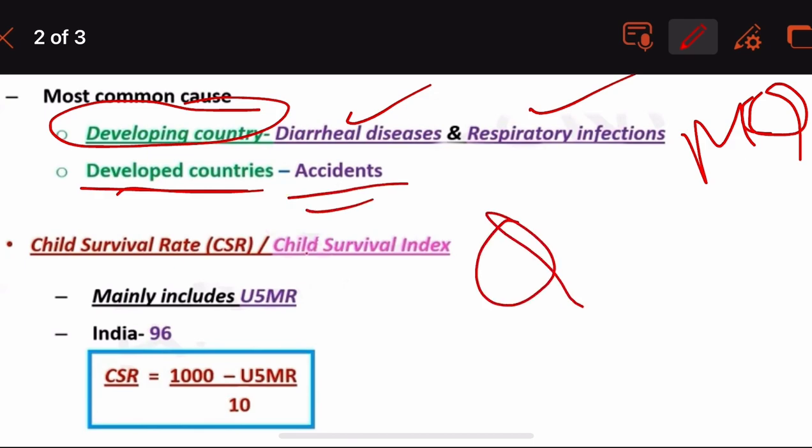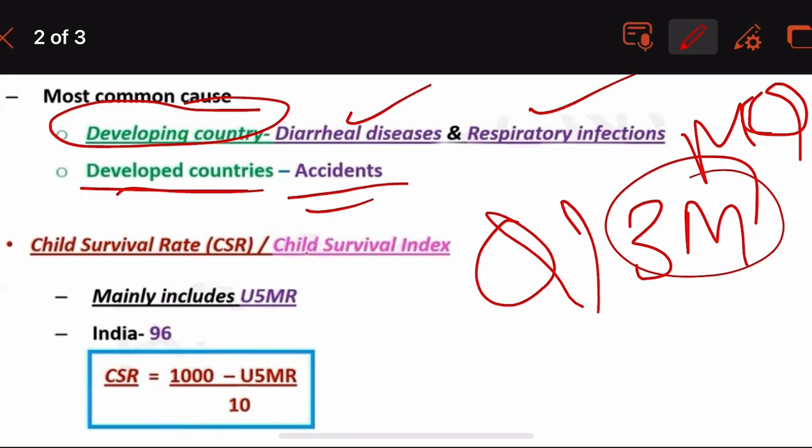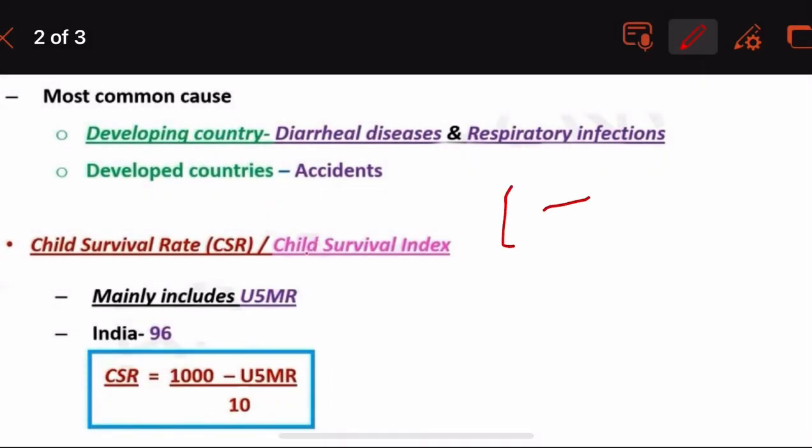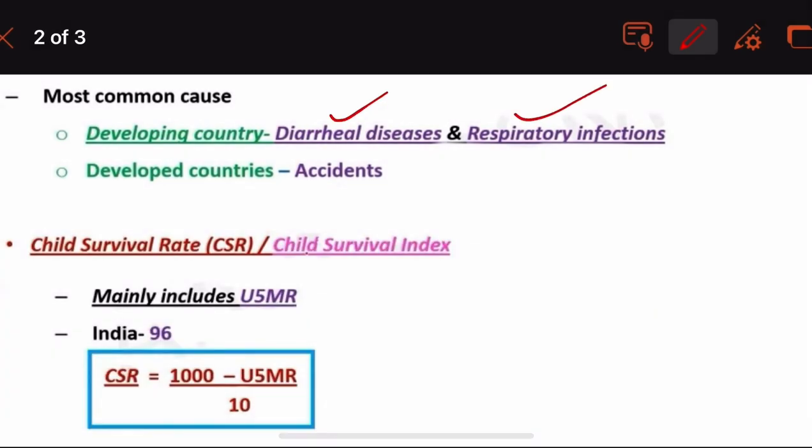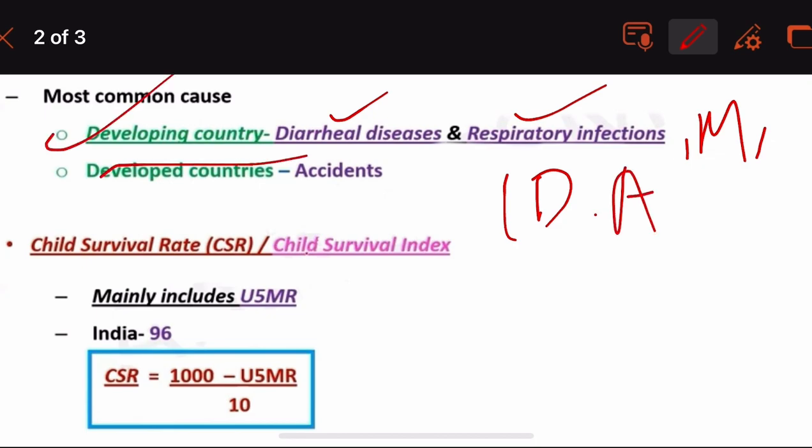If they ask you a 3-mark short question, what are the causes of death of 1 to 4 year mortality rate or the child death rate, you can write: in addition to diarrheal diseases and respiratory diseases, you can also add malnutrition, infectious diseases like measles, whooping cough, and accidents in the developing countries. In the developed countries, in addition to accidents, we have congenital diseases, pneumonia, influenza, etc.